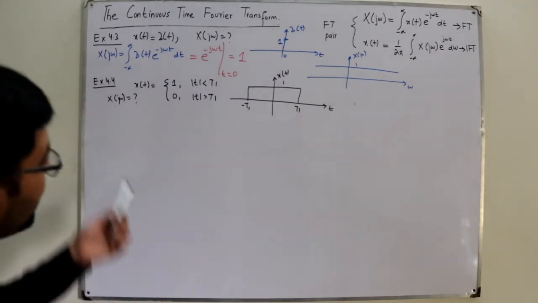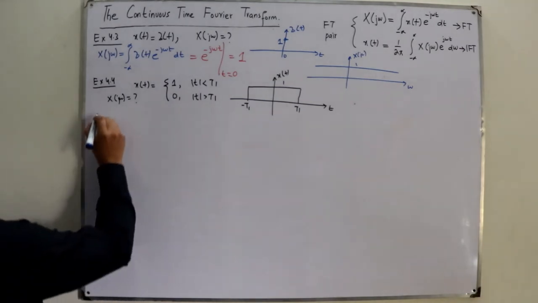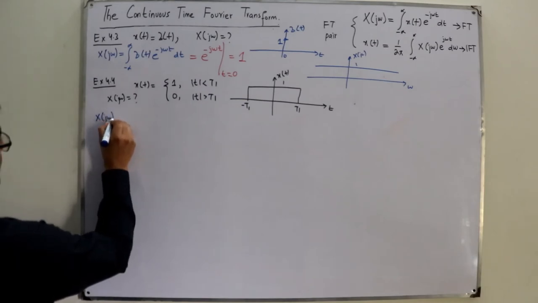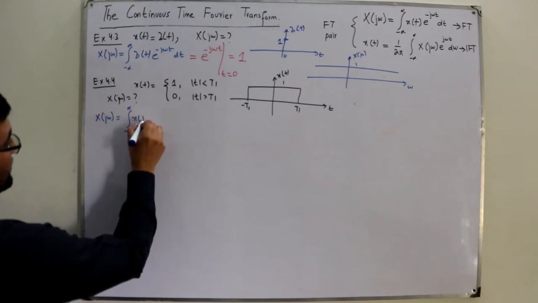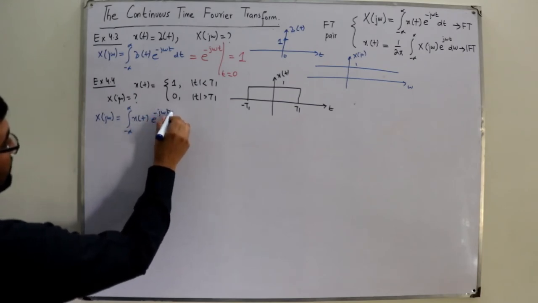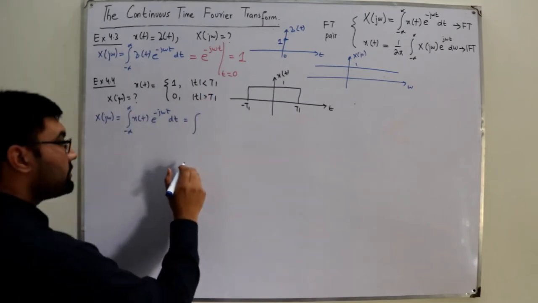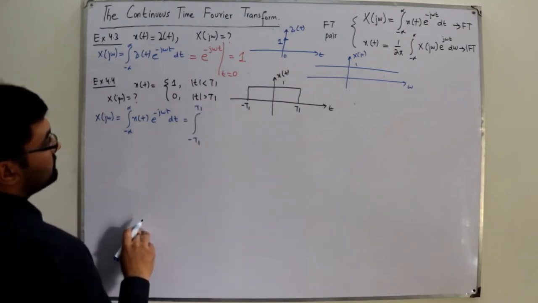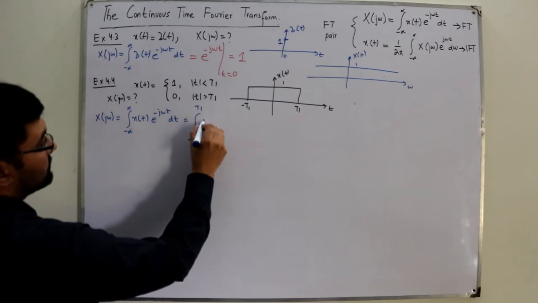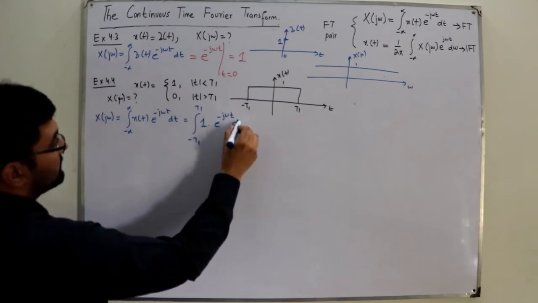So, what do you have now? How do you calculate it now? So, I would write that x of j omega is the integral from negative infinity to positive infinity of the signal x of t exponential of negative j omega t dt. Now, this signal is existing from negative t1 to positive t1, so the Fourier transform would exist in these limits. Fine. And the value of this signal is 1 in these limits, and you have an exponential of negative j omega t. This is with respect to t.